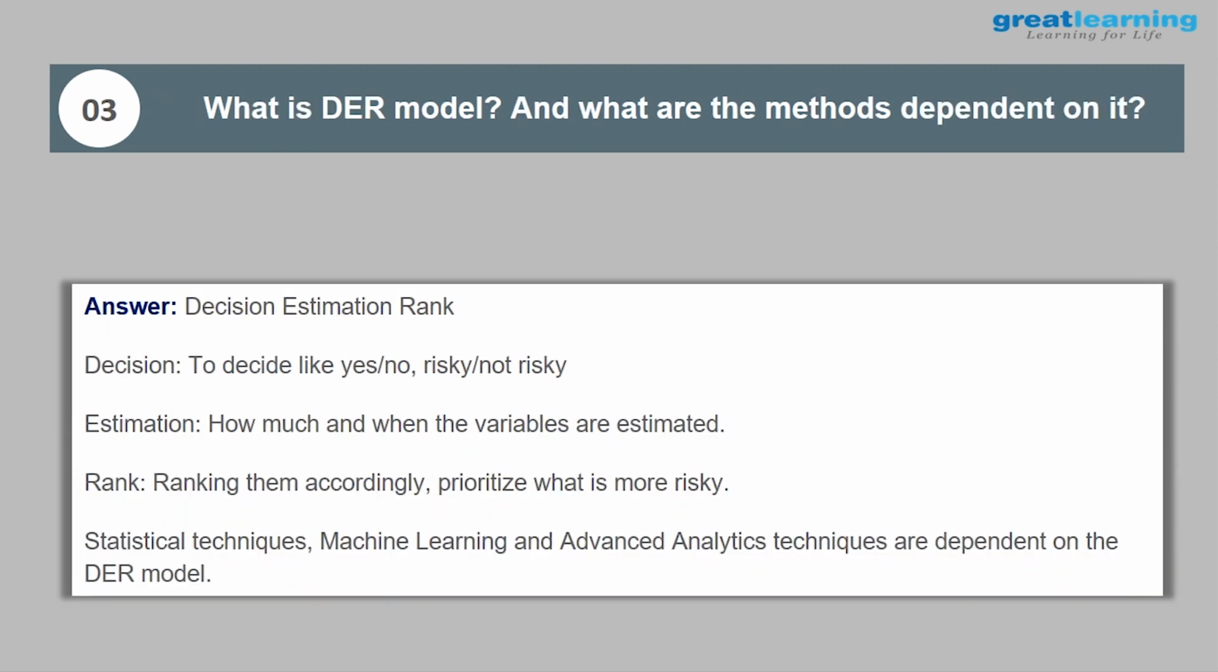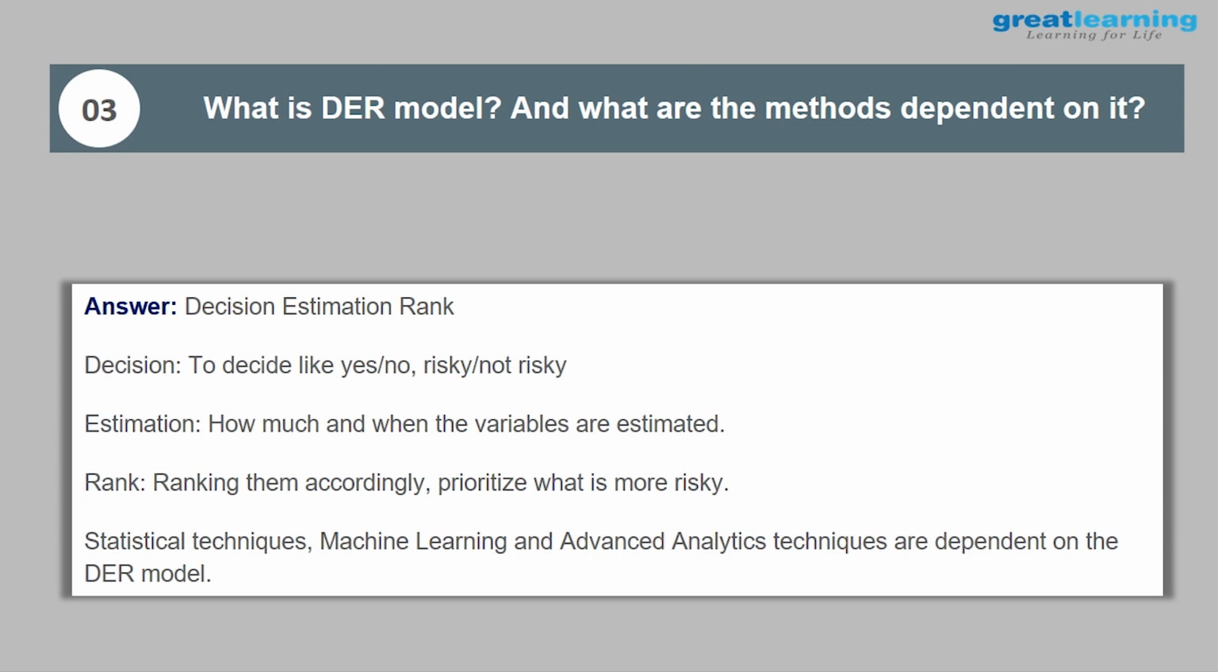Now let's have a look at the third question. What is the DER model and what are the methods dependent on it? So what does DER stand for? Basically, DER is decision estimation rank. Decision basically stands for deciding like yes or no, risky or not risky.